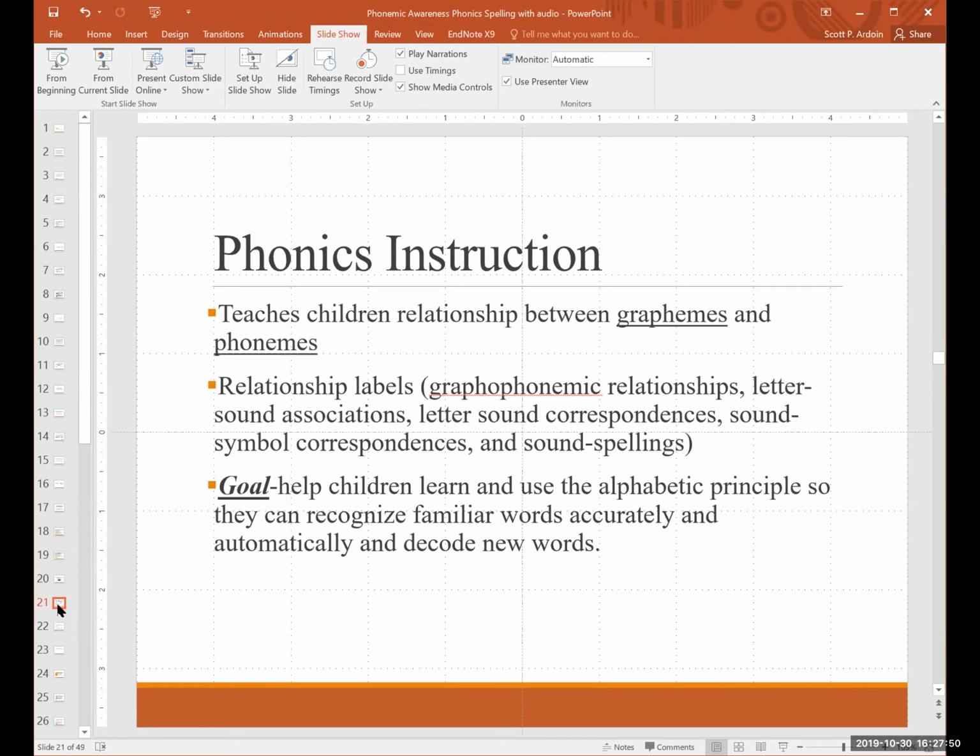So moving on to phonics instruction. Phonics instruction teaches children the relationship between graphemes and phonemes. Graphemes are the letters, and phonemes are those individual sounds. So we're talking about mapping the fact that each letter has sounds, and we put those sounds together to make up words.